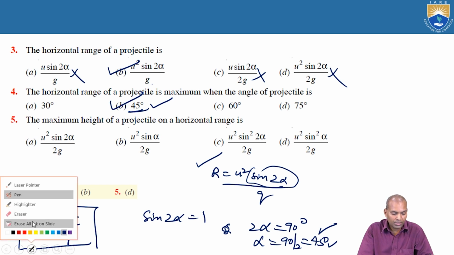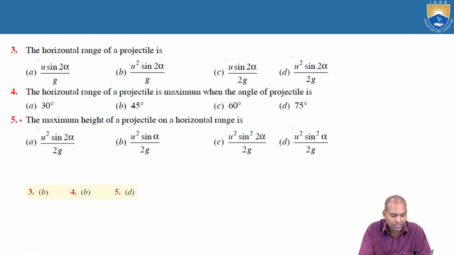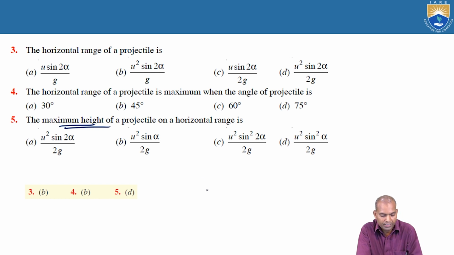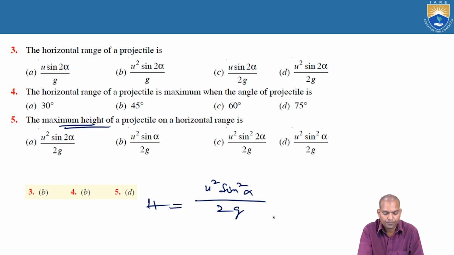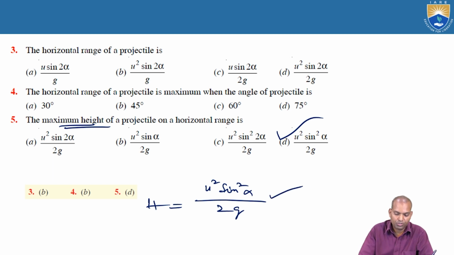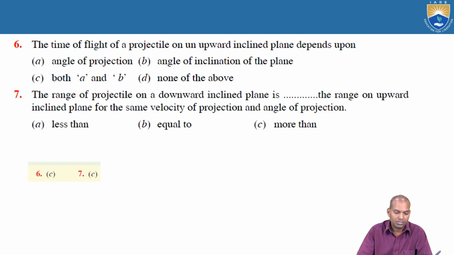Now the next one: the maximum height of a projectile on a horizontal range. It is u square sine square alpha by 2g. This is the derived expression, the maximum height of a projectile on a horizontal range.